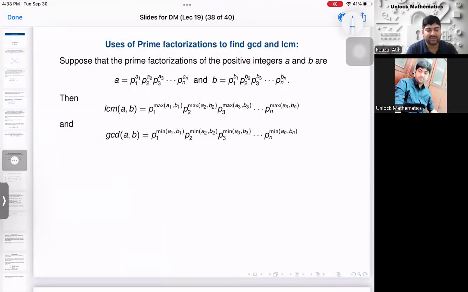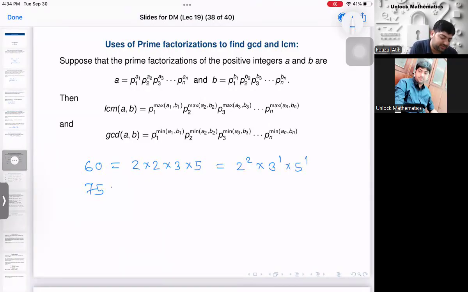Now let me take an example so that it will be very clear to you. It is a very easy formula. Suppose I am taking the integers 60 and 75. What is the prime factorization of 60? It is 2 into 2 into 3 into 5. We can write that as 2 square into 3 to the power 1 into 5 to the power 1.